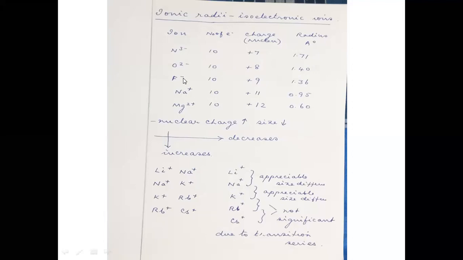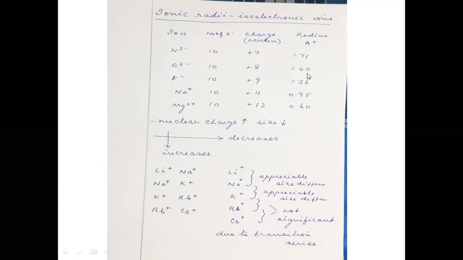Look at the fluorine minus. In the case of fluorine minus, the atomic number is 9. Therefore it contains 9 protons and 9 electrons. 1 electron is added so that it becomes an anion with a minus 1 charge. Therefore 10 electrons. See, in the first case 10 electrons are attracted by the 7 protons. In the second case 10 electrons are attracted by the 8 protons. In the third case 10 electrons are attracted by the 9 protons. So what happens? There is a decrease in the ionic radius.